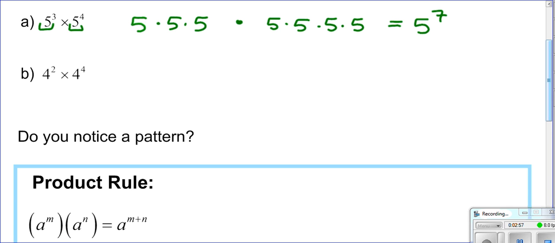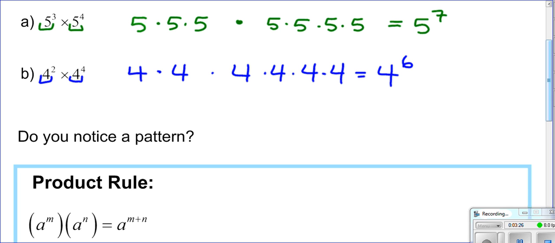And you hopefully have realized when we get to 7th powers that those are kind of big numbers. So we'll just represent it as a single power instead of multiplying it out. When we look at the second example, again, we have the same base. So we have a base of positive 4 and a base of positive 4. So we have 4 squared times 4 to the power of 4. And that's the same as having 4 being multiplied 1, 2, 3, 4, 5, 6 times. So that's 4 to the power of 6.